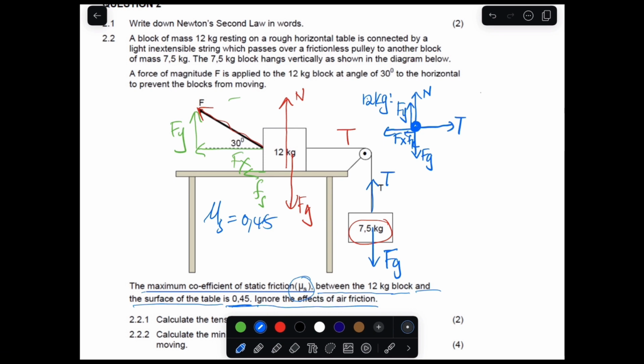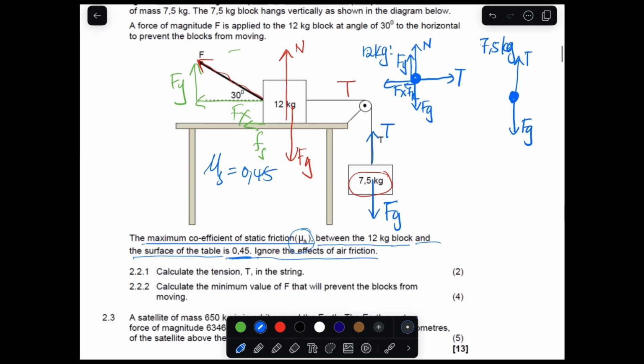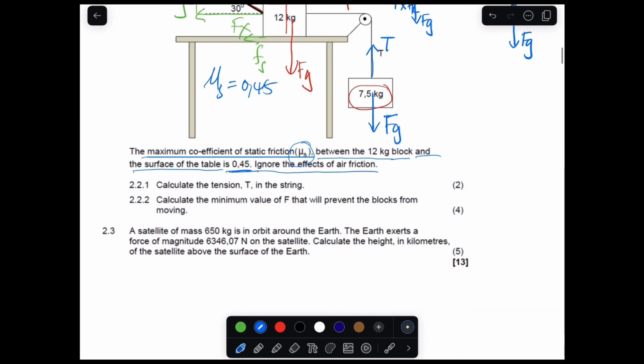Let's look at the 7.5 kg. For the 7.5 kg, we have the tension force and the gravitational force only. It's very important, guys. It's not asked, but the free body diagrams are very important.